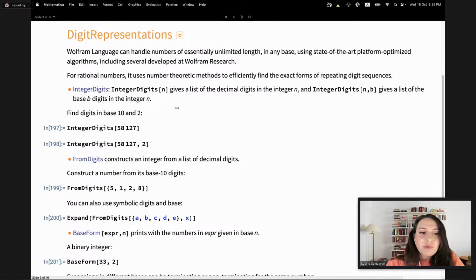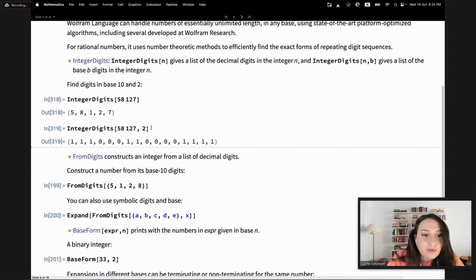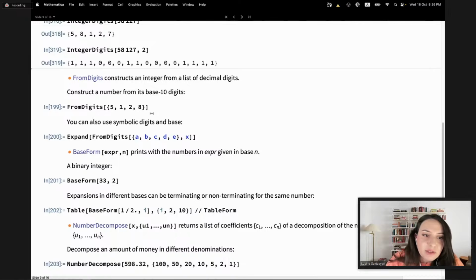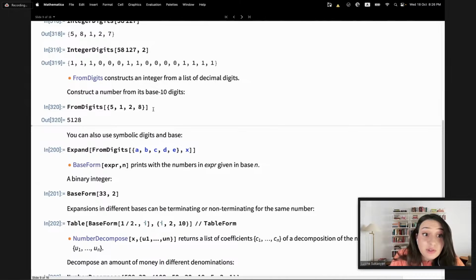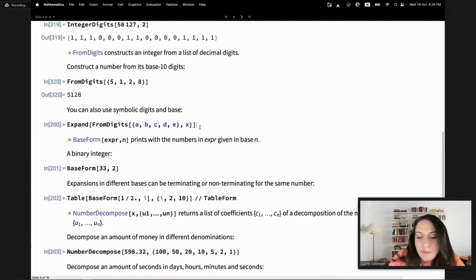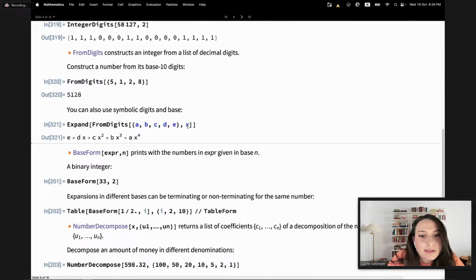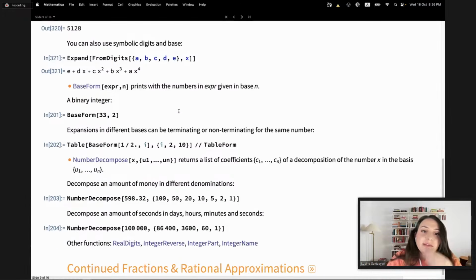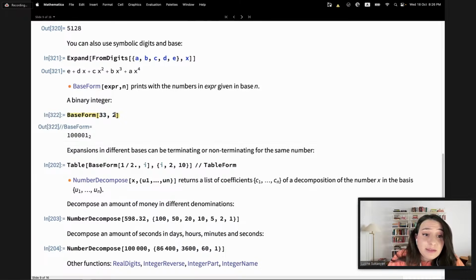So, for example, we can find digits in base 10, like doing this, or in base 2, by doing this, again using the same function. FromDigits constructs an integer from a list of decimal digits. Like we can construct a number from its base 10 digits, and here you go. We can also use symbolic digits and base, you see? This is the base and this is the symbolic digits. BaseForm is another function which prints a number or expression given in base n. Like, for example, this is the number 33 in base 2, right?